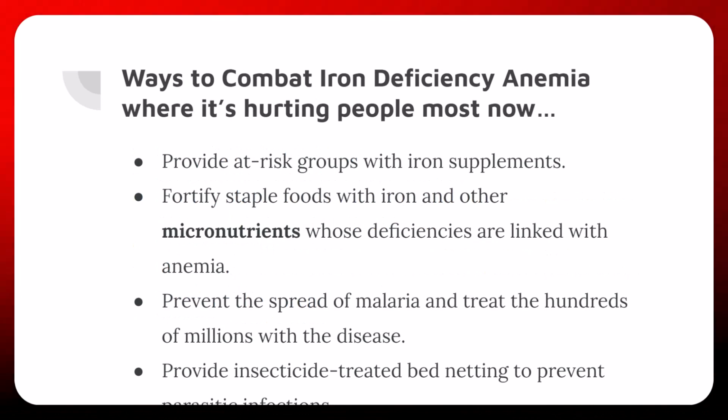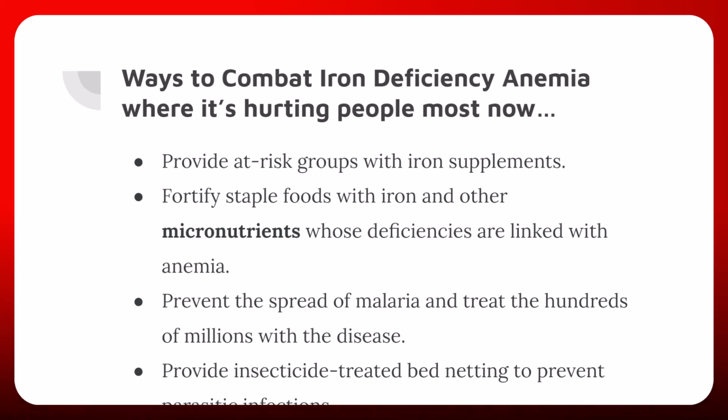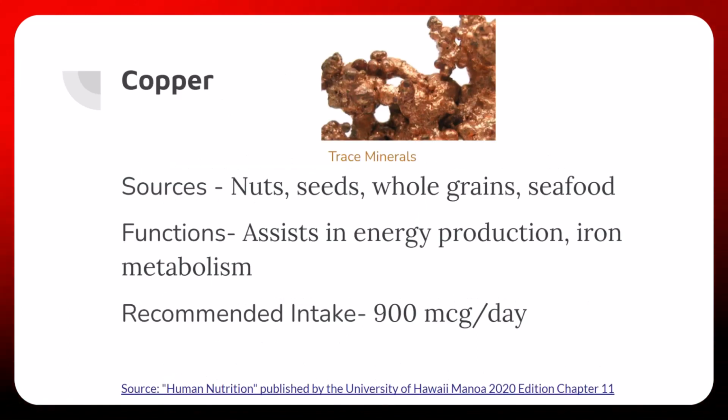So ways to combat iron deficiency anemia, where it's hurting people most right now, are to provide at-risk groups with iron supplements, to fortify staple foods with iron and other micronutrients whose deficiencies are linked to anemia, to prevent the spread of malaria and treat hundreds of millions with the disease, and then provide insect-treated bed netting to prevent parasitic infections. Those things would help decrease worldwide the impact of iron deficiency anemia on people.